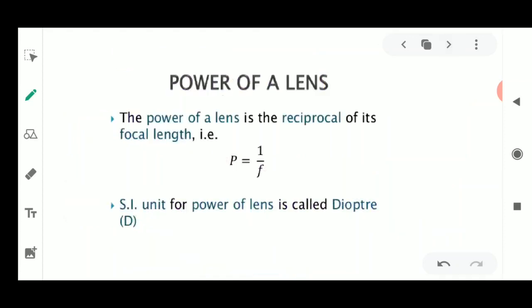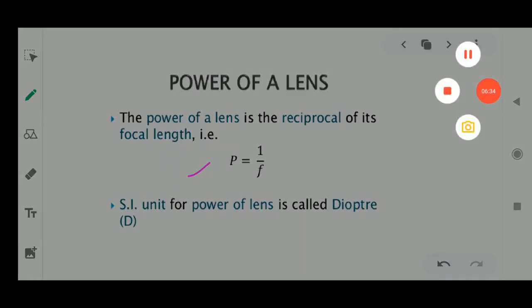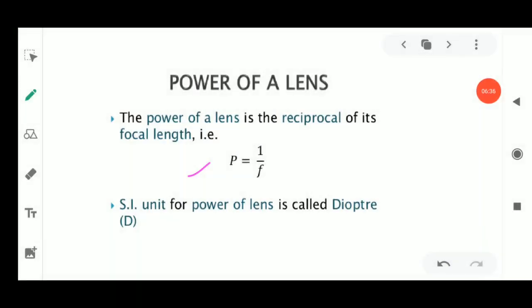Now the next thing is: what is the power of the lens? Power of the lens is the reciprocal of its focal length. What is this power of the lens? It tells how strong that lens is. So the power of the lens is the reciprocal of the focal length, that is 1 by f.